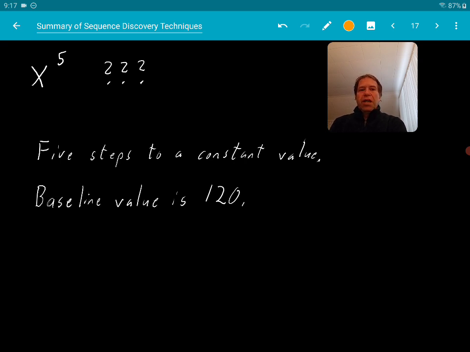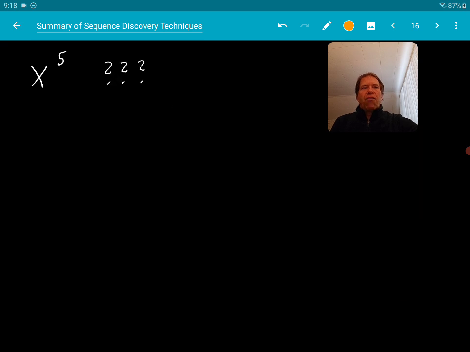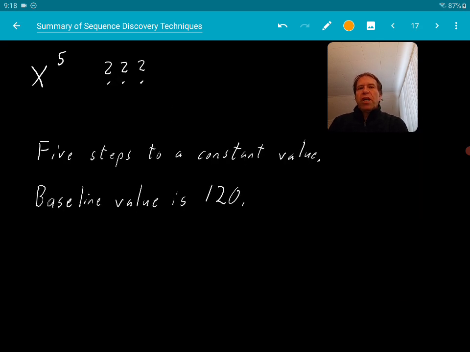If you found the pattern earlier, 2 pages back here, to go from 1 to 2, we multiply by 2. To go from 2 to 6, we multiply by 3. To go from 6 to 24, we multiply by 4. And so to go from 24 to 120, we multiply by 5. I will note also that 120 is 5 factorial. 5 times 4 times 3 times 2 times 1 is 120.